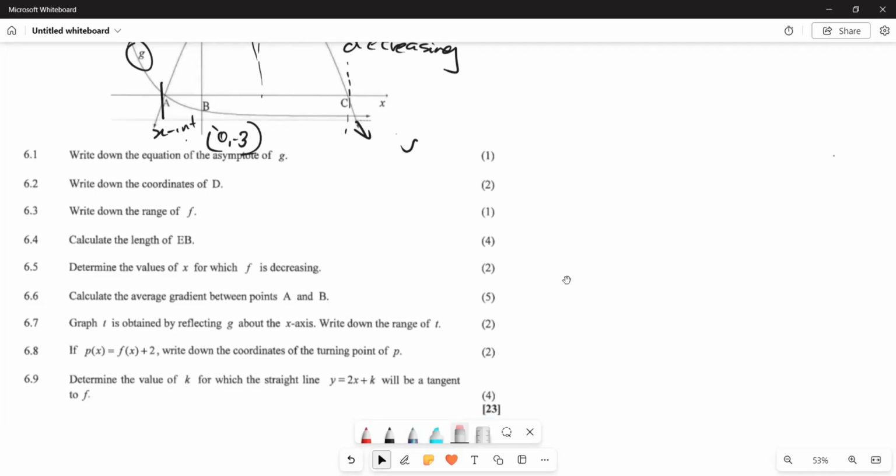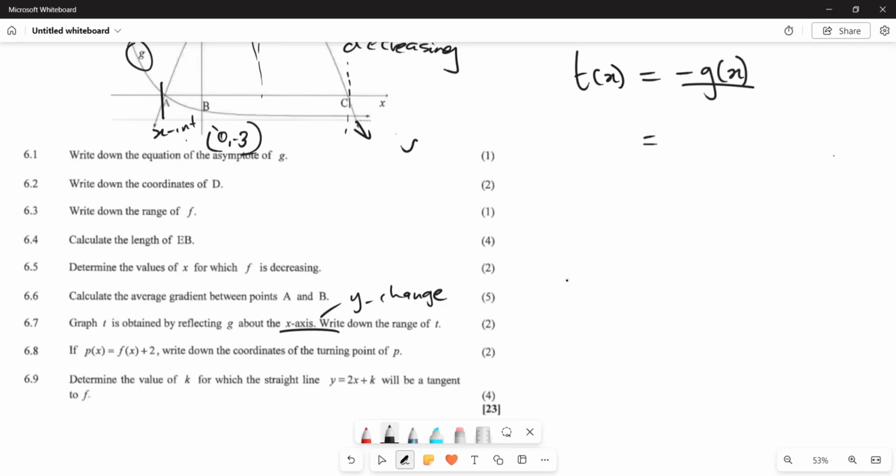Firstly, we need to understand what reflection means. When they say it is reflected about the x-axis, the y is the one that is going to change. And how is it going to change? Your new graph of T of x is going to be given by negative g of x. Remember that g of x was positive, but now it is reflected about the x-axis, so the y changes. Remember that g of x represents your y.